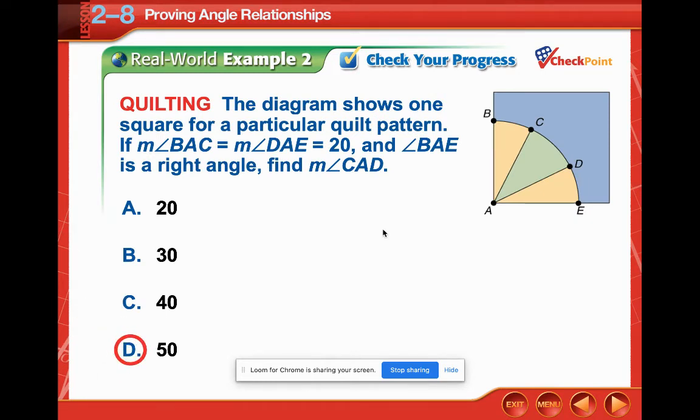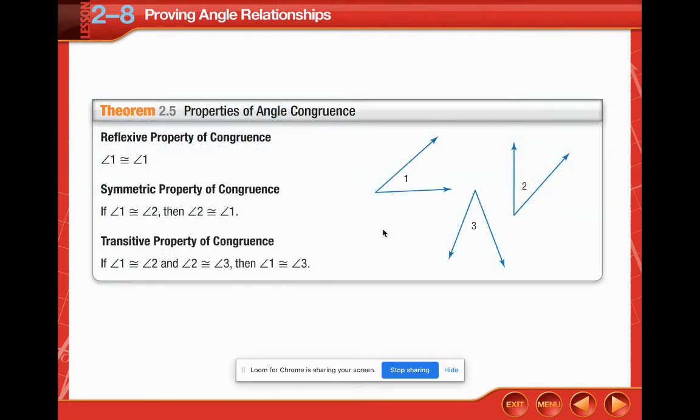So let's jump right back in with 2.8. We're going to learn about properties of angle congruence today. First, the reflexive property of congruence. Remember, reflexive is the same thing as reflection. It's like looking in a mirror. Angle 1 is here, angle 1 is here, they're both equal. Angle 1 is equal to angle 1. Mr. Selby is equal to Mr. Selby. You know what I mean?